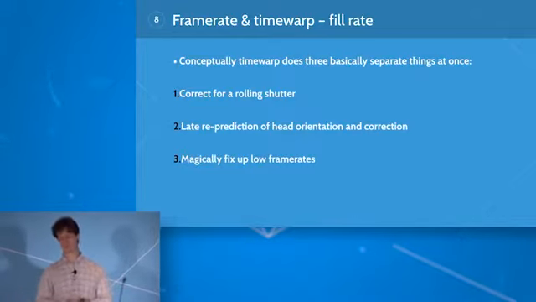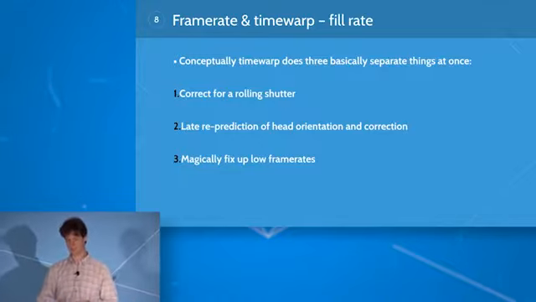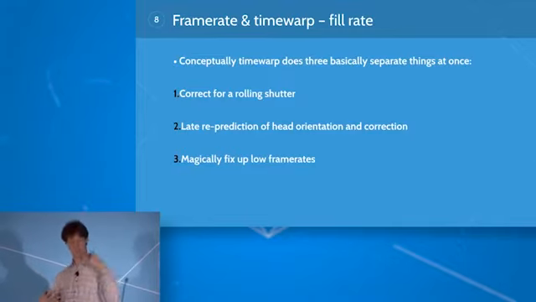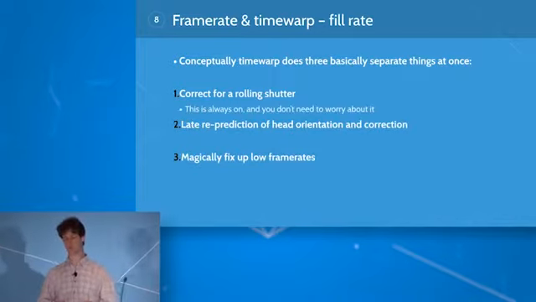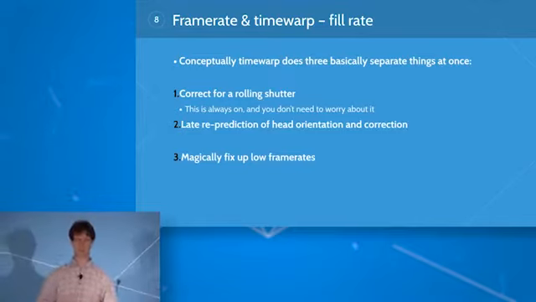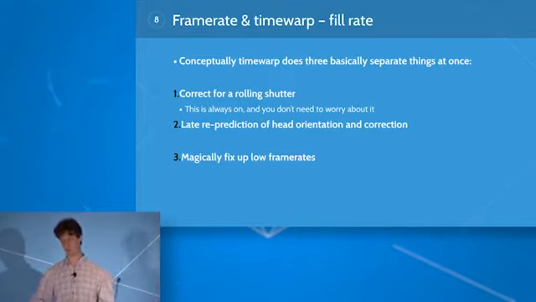The first is it corrects for rolling shutter. The second is it allows us to do a late, high-quality reprediction after you've rendered the frame. And the third is it magically fixes up low frame rates. So the first one is always on. You don't really need to worry about it. It works. The SDK will take care of this rolling shutter stuff for you.